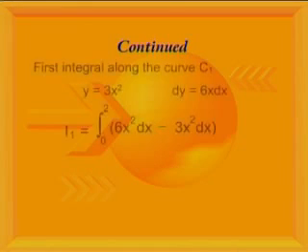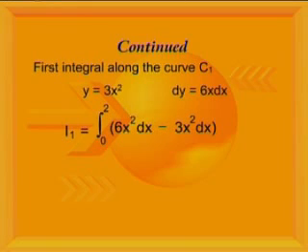integrals separately. So first of all, along the curve C1, which is y is equal to 3x square, and therefore dy is equal to 6x dx, replacing dy by 6x dx and y by 3x square. The first integral, we say it I1, becomes equal to the integral of 6x square dx minus 3x square dx, x is from 0 to 2. The limits you can see from the diagram that x is varying from 0 to 2.